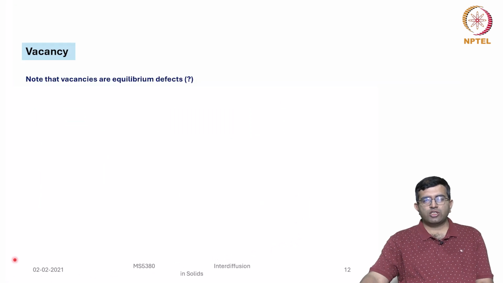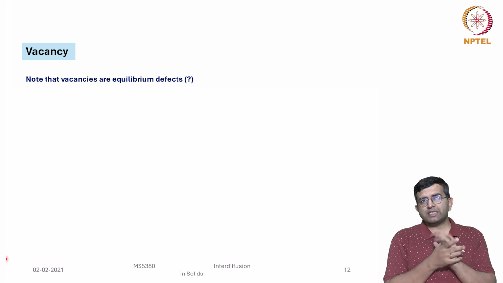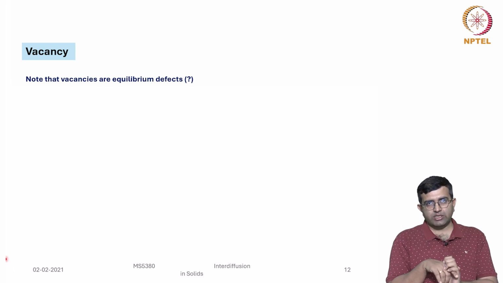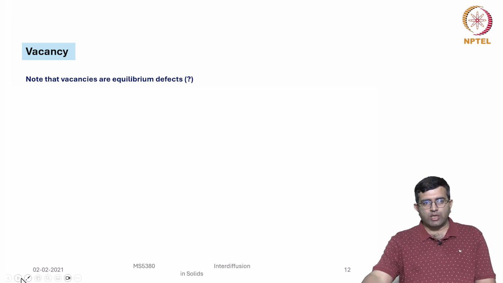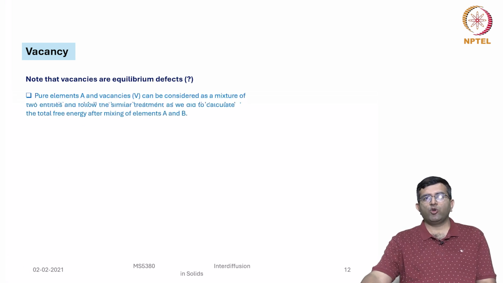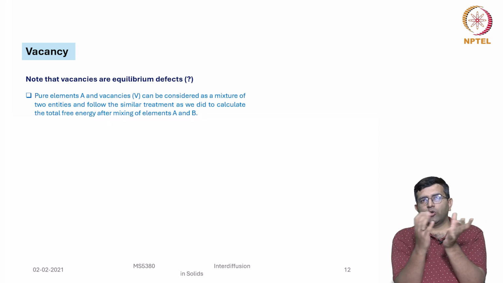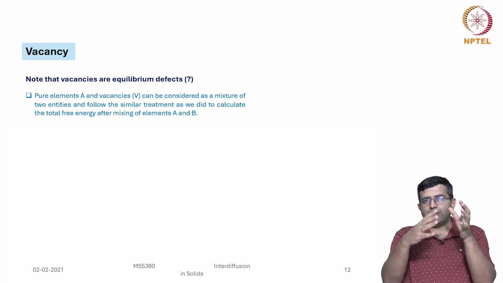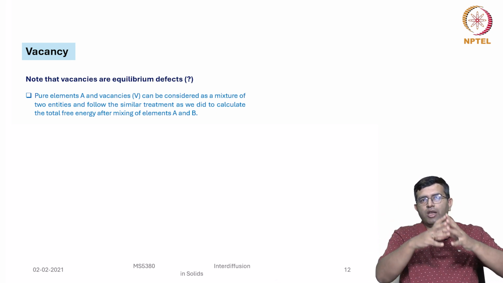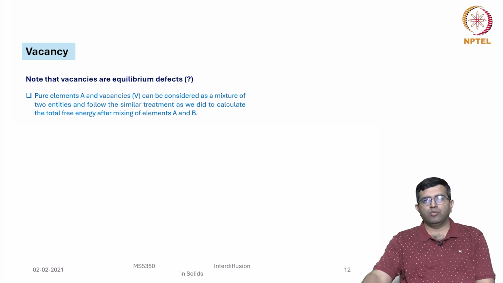Now, in today's lecture, we will only talk about vacancies. Vacancies are considered as equilibrium defects. Why? We will try to answer this shortly. For example, if you take a pure element and only a mono vacancy is present, then you can treat this like a binary solid solution of A and B. Like we treated A and B, we can treat a pure element and a vacancy. So, a vacancy we can consider like a B atom.